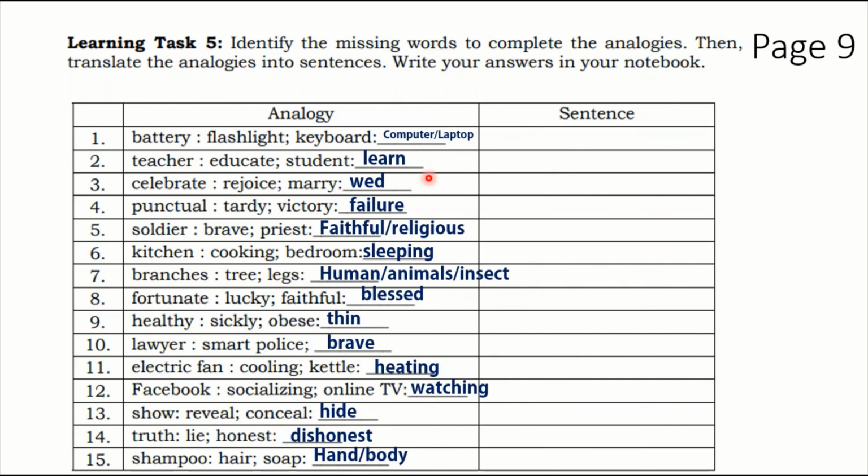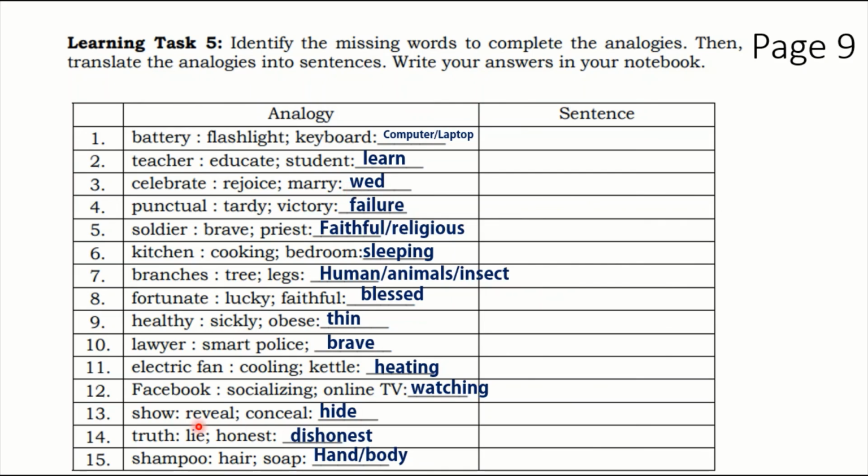Now, the second task is to translate these analogies into sentences. For this video, I will just show you the correct answer in number one, so you may do items 2 to 15 on your own, or with the help of your parent or guardian.